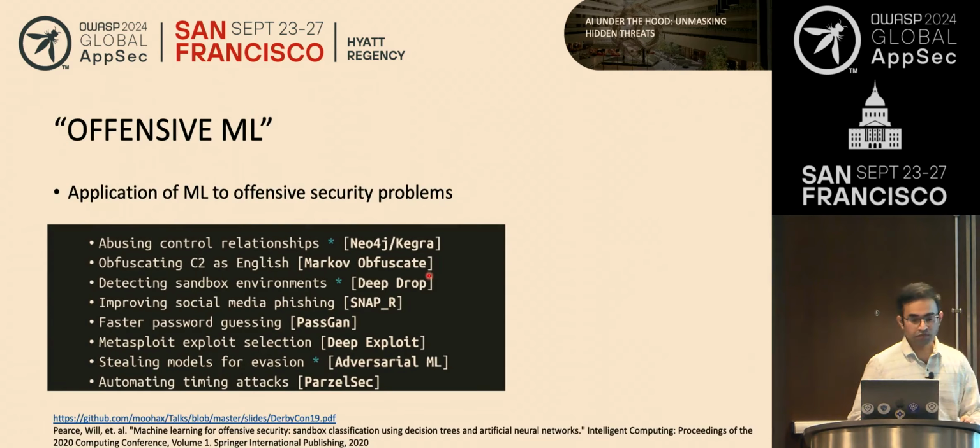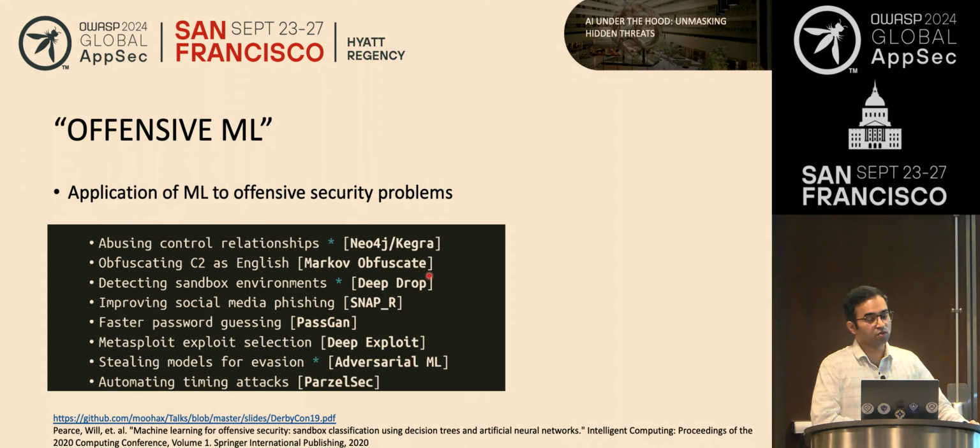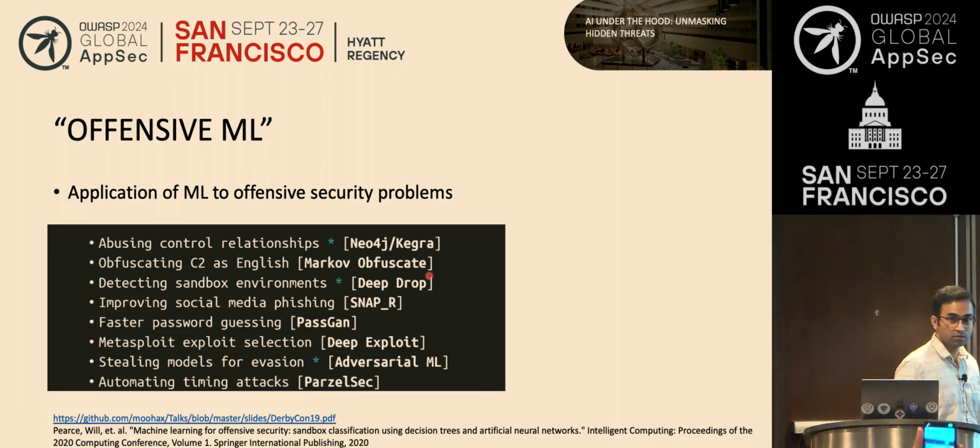So in this first case, this can be termed as offensive ML. So here we are applying ML to cause security problems. These are some of the examples of problems that can be caused for the system, for the AI system. One example would be having an AI model that can help the adversary to have faster password guessing.